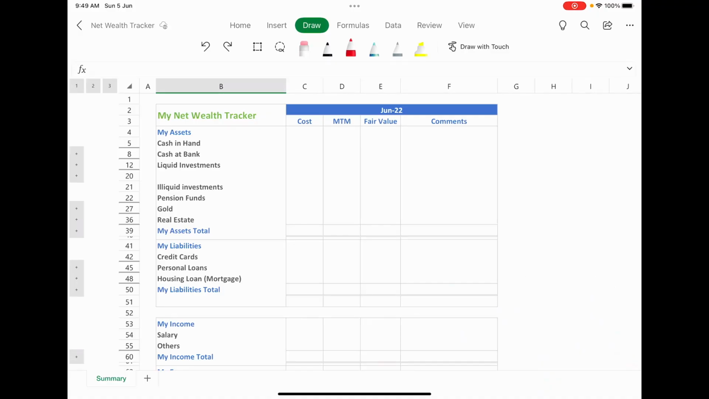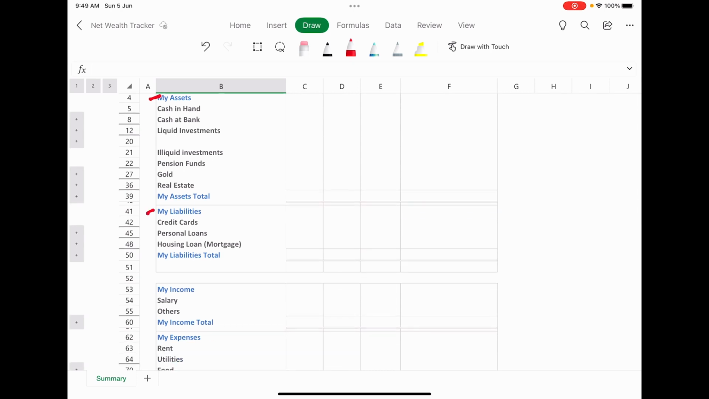So now let's look at how this framework is set up. We are going to start with capturing all our assets in one place. Then we'll write down all our liabilities. Whatever we have as the sum of our assets minus the sum of our liabilities is our net wealth. You can actually capture it here.